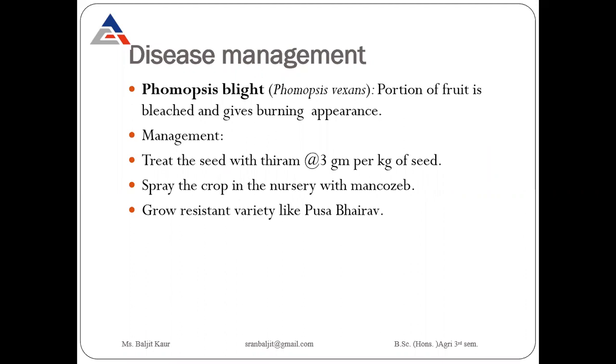To manage the Phomopsis blight, we need to treat the seed. Seed treatment is done before sowing of the seeds. So we can treat the seed with Thiram at the rate of 3 gram per kg of seed. Then we can also spray the crop with Mancozeb, and we can grow resistant varieties like Pusa Bhairav. So the Pusa Bhairav variety is resistant against Phomopsis blight, right?